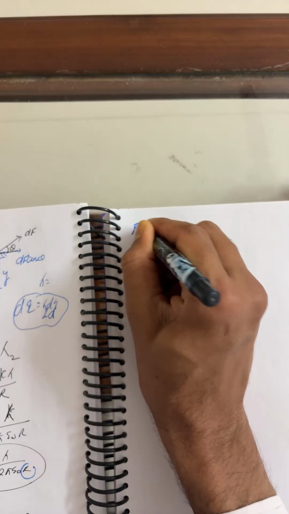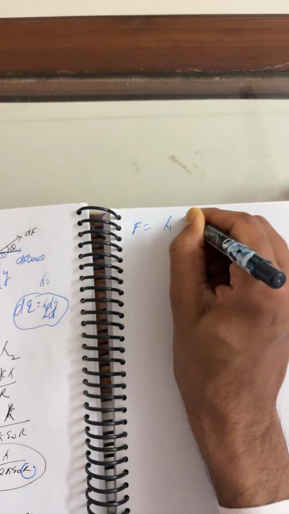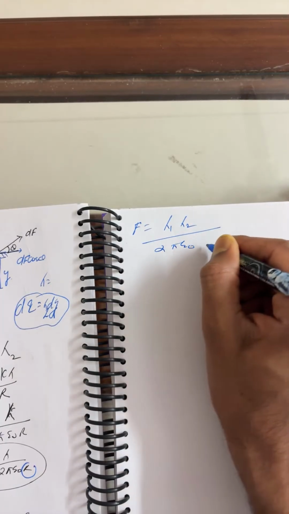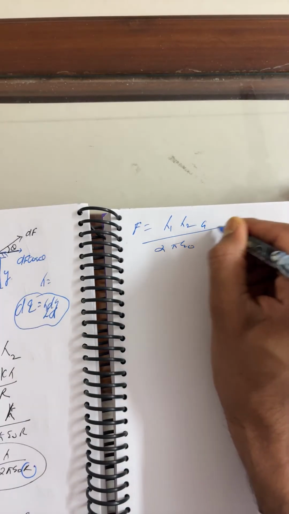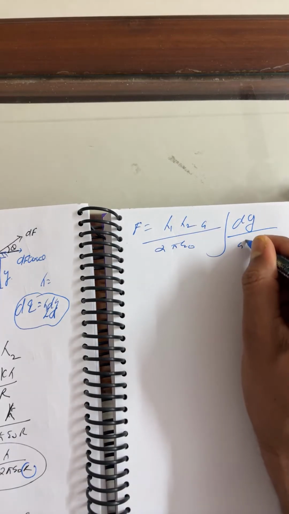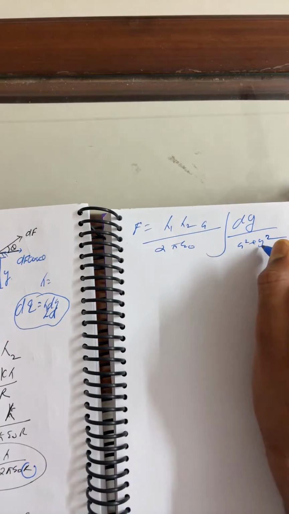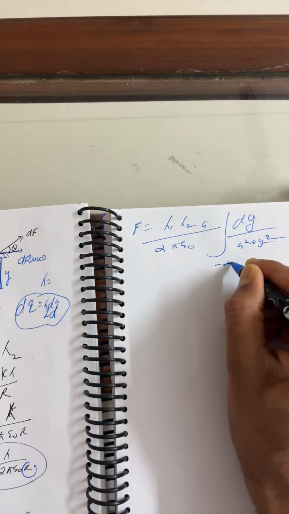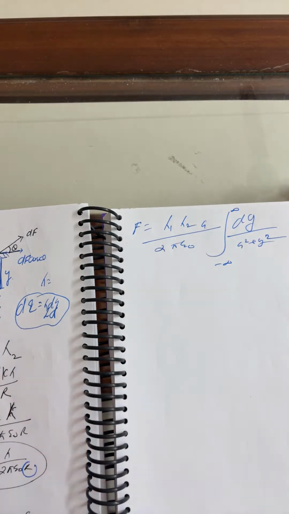So finally, students, you can say F is equal to lambda 1 lambda 2 upon 2 pi epsilon naught into a, integration of dy upon a square plus y square, whole to the power 3 by 2. What limit can you apply? Again here, minus infinity to plus infinity.